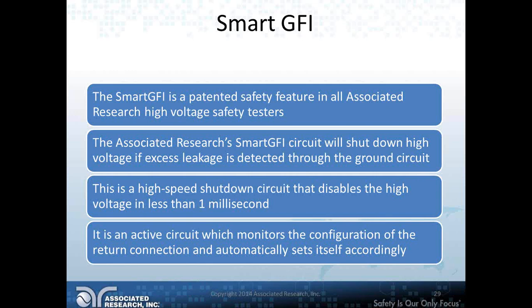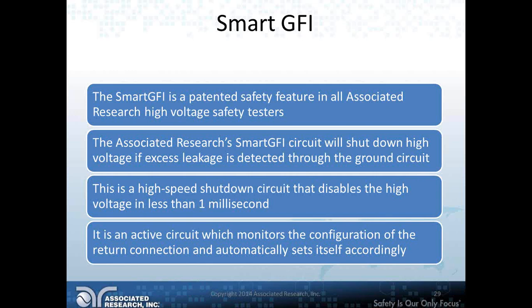However, unlike the conventional GFI systems that we see in our household wall outlets, once the test conditions change from grounded return back to floating return, the Smart GFI circuit will automatically be enabled. And unlike the conventional GFI circuits, the Smart GFI does not use a comparison measurement for detection of ground fault current.